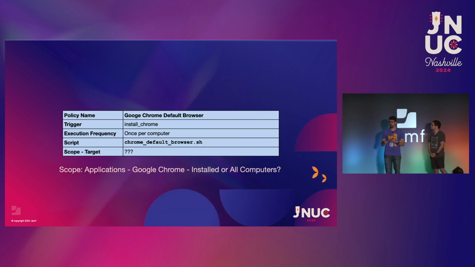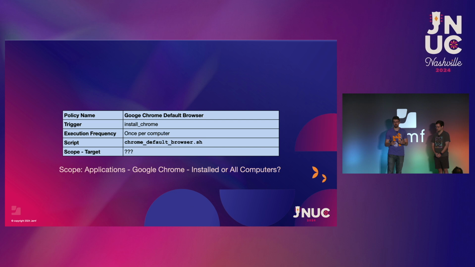When you're running multiple policies on the same trigger, there is an important catch you need to keep in mind. So let's say you have a policy that sets Chrome as the default browser, and we just add it to that Chrome trigger so that it runs immediately after Chrome is installed. And we're going to set it once to computer so it only runs the first time. How do we scope this policy? There's an instinct to say, well, this is going to set Chrome as the default browser, so we just want to scope it to the smart group for computers that have Chrome installed.